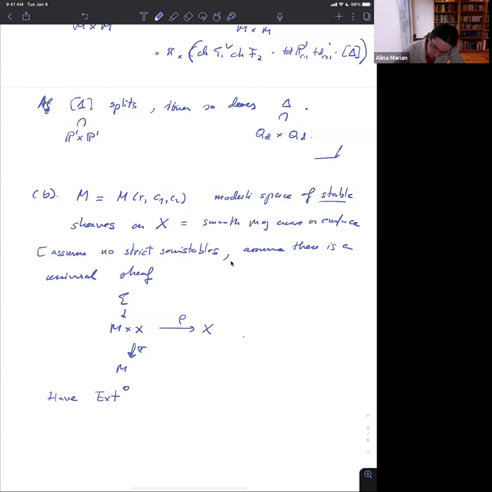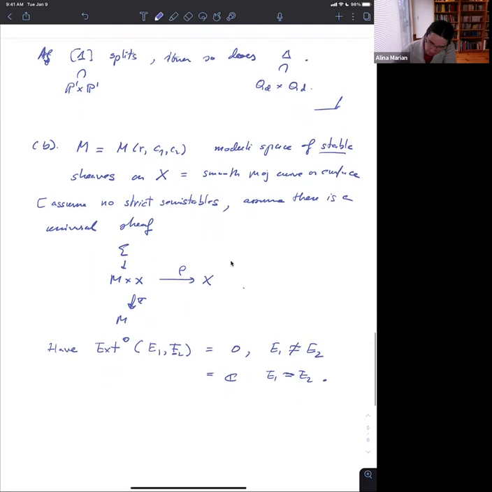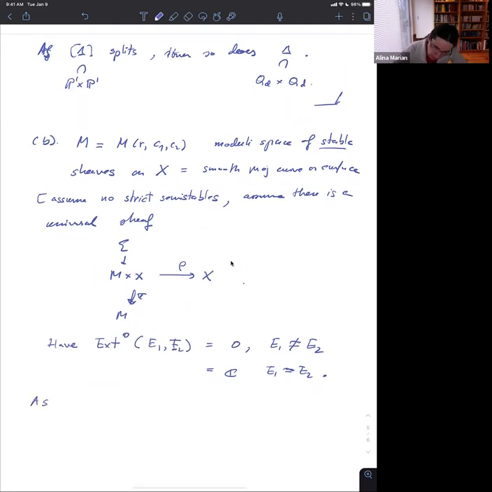So if I'm trying to calculate homomorphisms between a pair of sheaves in M, there are no homomorphisms unless the two sheaves are isomorphic, and then they're just the trivial automorphism. So the only automorphisms of a stable sheaf are just C-star scaling. Let's assume, and this assumption is stronger than what we need, but let's see what it means. It's a bunch of assumptions to set the scene. So we're still setting the stage here.